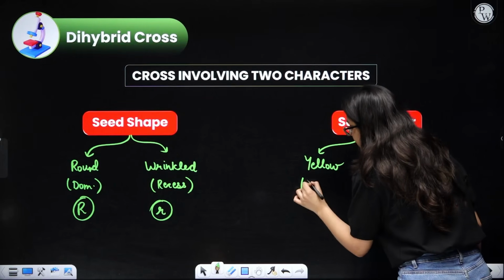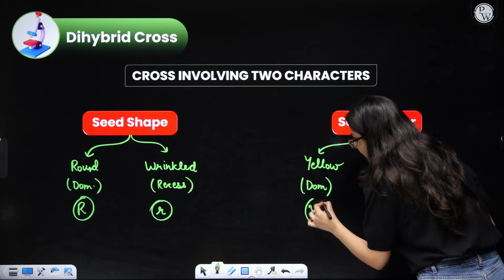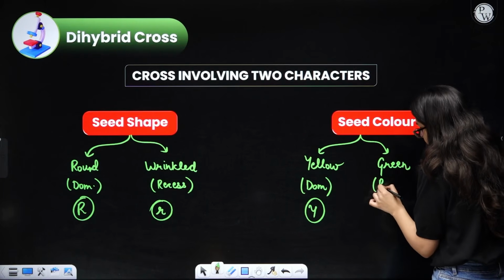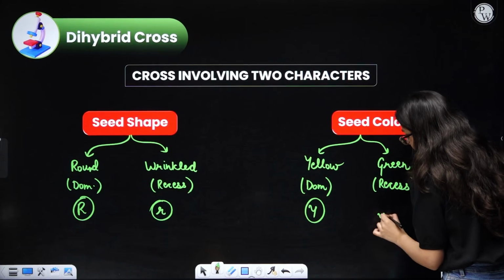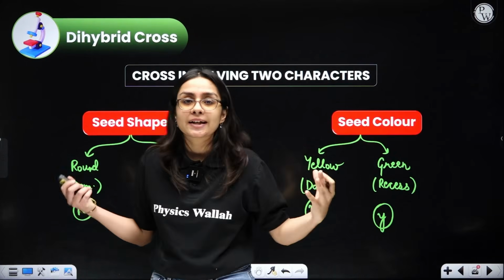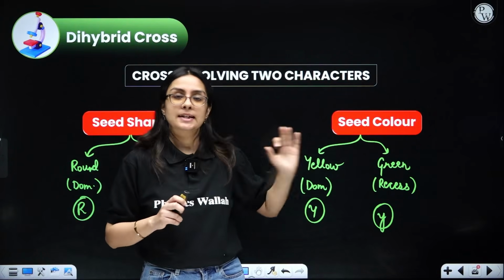Now yellow, if it is there, is actually dominant in nature, and you have to represent it by a capital alphabet, so you will write capital Y. And green, which is a recessive trait, you have to represent with a small alphabet, so you will write small y. So this is how two different characters are taken into consideration. Firstly, it is seed shape, secondly, it is seed color.